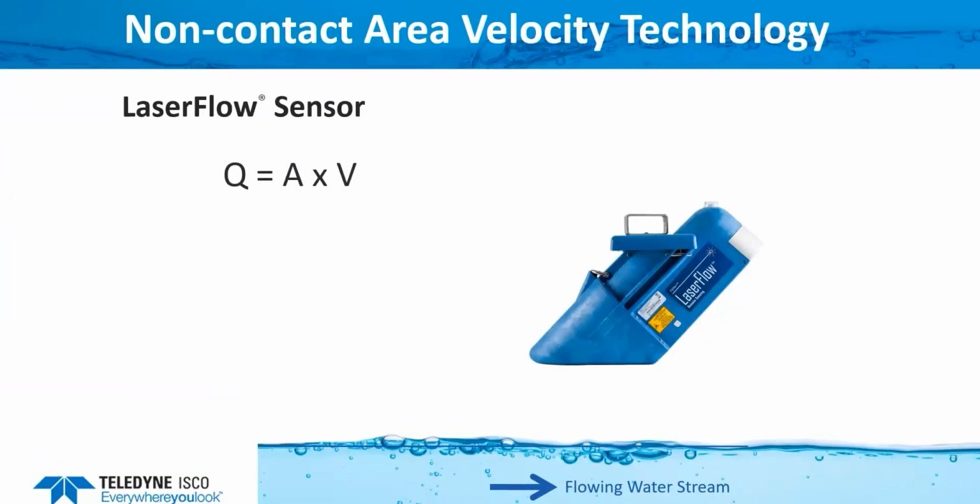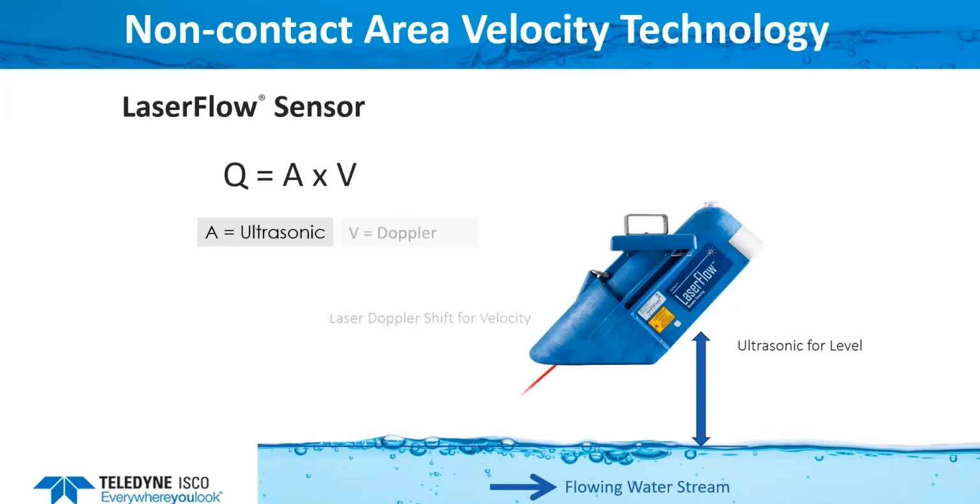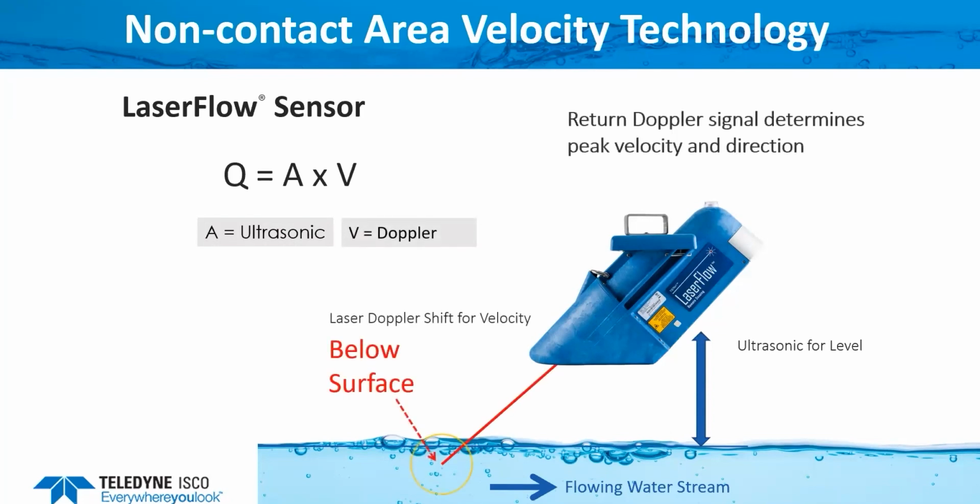Other options for area velocity calculations are a non-contact sensor. In this example, we're using the LaserFlow, which is using ultrasonic to read the water depth, which is then used to calculate the wetted area. It uses a laser to read the velocity of the water. What it's doing is reading below the surface of the water. It reads the peak velocity to then calculate the average velocity. And again, with this non-contact sensor, it can read both forward and reverse flow.